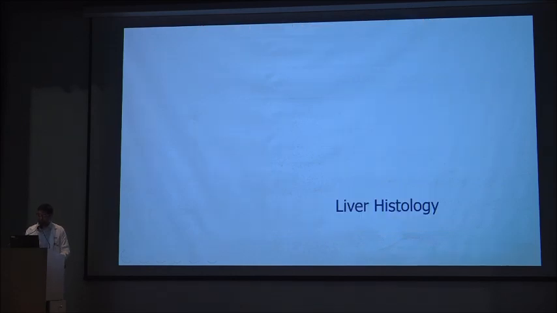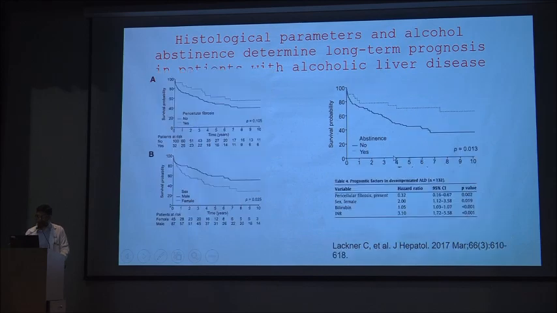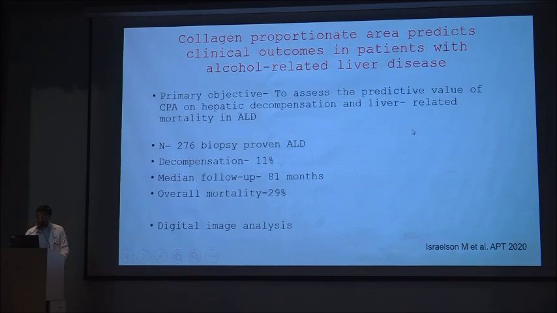Then we come to liver histology, and how liver histology per se may predict decompensation. In this study, biopsy-proven alcoholic cirrhosis patients were assessed for biochemical and histological factors, and liver-related mortality at 5 years was seen. In compensated baseline patients, only 13% had a liver-related event, versus nearly 43% in decompensated. Patients who had early cirrhosis, presence of F3, F4, was significantly associated with poor prognosis or decompensation. And in patients who had decompensation at event, lack of pericellular fibrosis or lack of abstinence was associated.